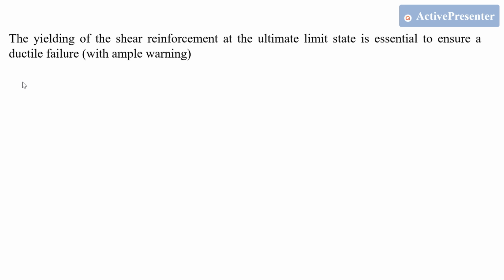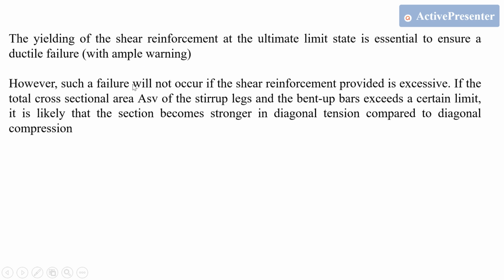As a result, a brittle failure will take place. Similarly, if I am providing a large amount of shear reinforcement, what will happen? The shear reinforcement at the ultimate limit state won't be yielding. That is, it won't fail because the amount of reinforcement provided is very high. As a result, there won't be a ductile failure, and there won't be ample warning to escape. Such a failure happens if the shear reinforcement provided is excessive.